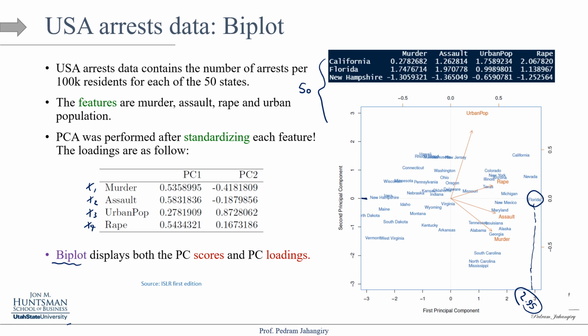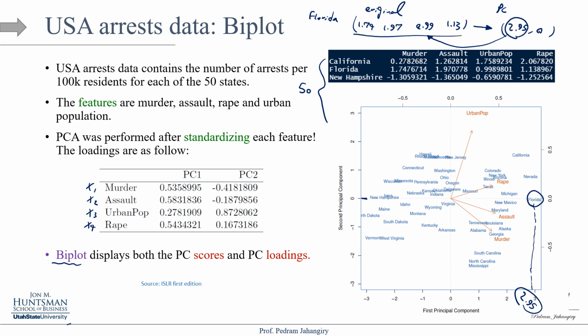Let's actually look at Florida. In the original coordinates, it's something like this: 1.74, which is the murder rate, 1.97, 0.99, and 1.13. We want to send it from this to a new space, which is the PC space, right? We know that we have PC1 and PC2. PC1 was 2.95 and PC2 was something close to 0, right? How do we find it? Again, this number is a linear combination of these numbers with the factor loadings, right?